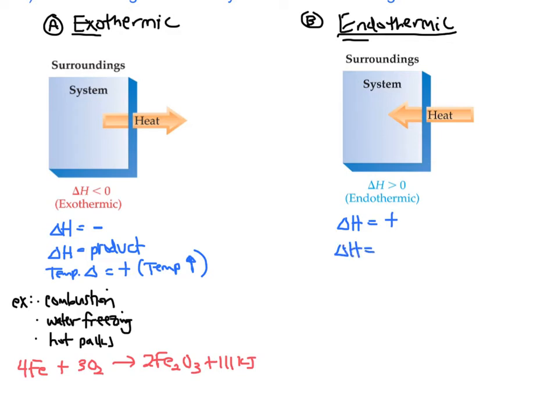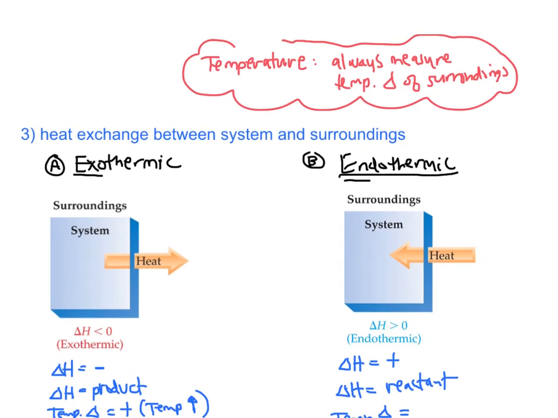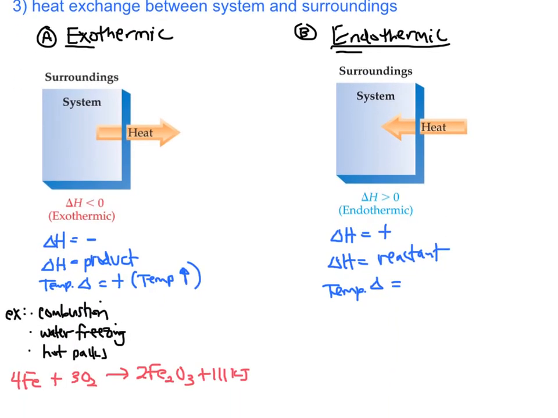Delta H is going to be a reactant because it's going to be taken in by your reactants to produce your products. Now this is the tricky one. When you're measuring the temperature change of an endothermic reaction, remember you're measuring the temperature of the surroundings. You are not measuring the temperature of what's going on in the system. It's what's happening to the surroundings. So of course, if you're measuring the temperature of the surroundings, you're going to have a decrease in temperature. So the temperature is going to go down because heat is being absorbed from the surroundings where the temperature is being taken.